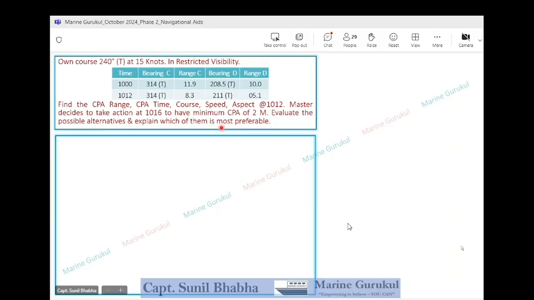Now, some important points from the question. First thing we notice is that the ship is in a restricted visibility area, so we have Rule 19 in force. The second thing we notice is target Charlie has its bearing as 314 at both observations, and the range is reducing. So target Charlie is on a collision course. The first part of the question is exactly what we have done till now. So let us first plot these two targets and find out the CPA range, time, course, speed, and aspect of both of them.